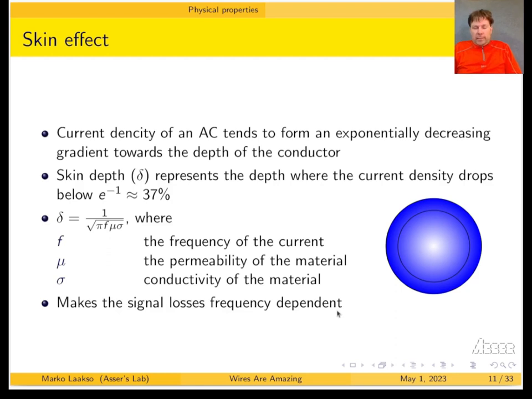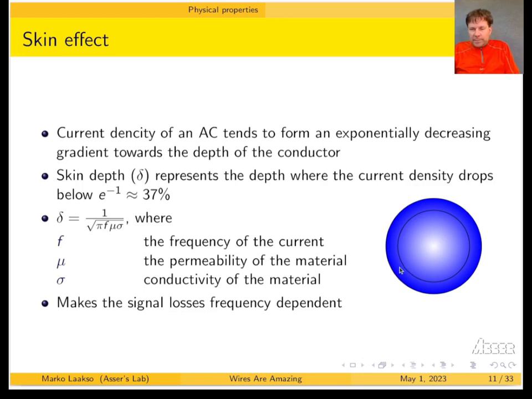The skin effect relates to alternating current. So here we have an example of a cross section of a round wire, and the current density of an alternating current tends to form an exponentially decreasing gradient towards the depth of the conductor.